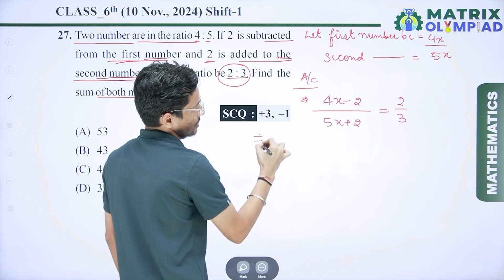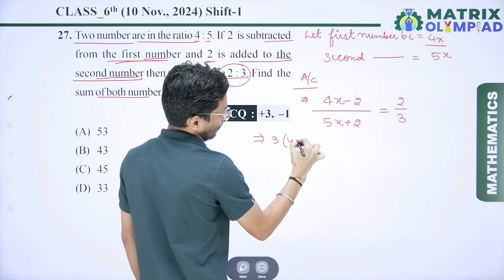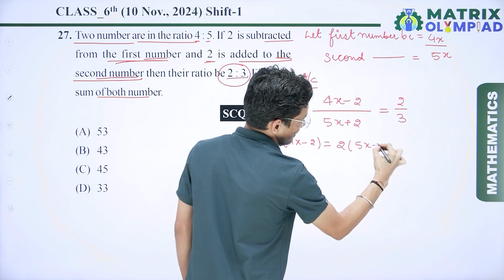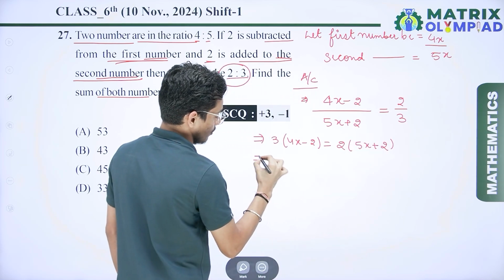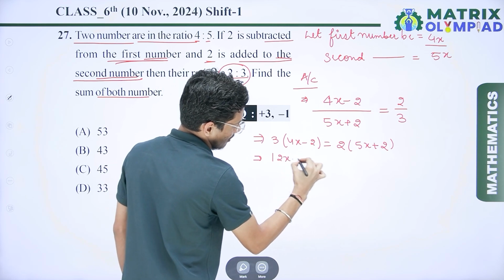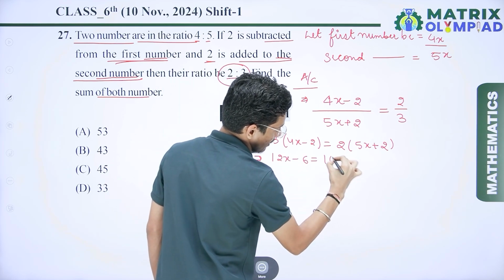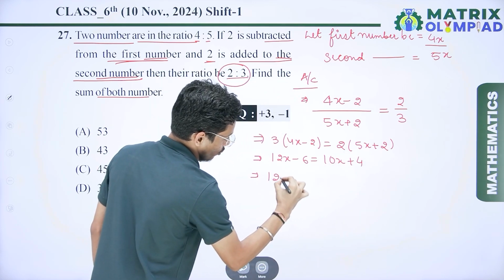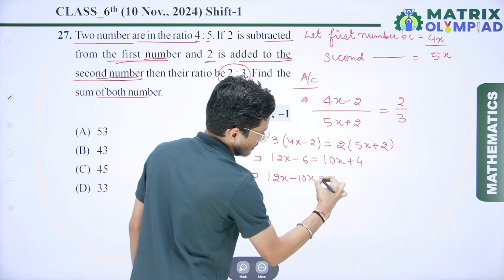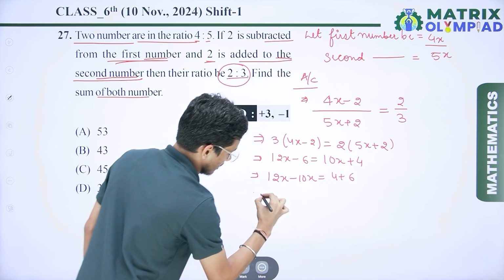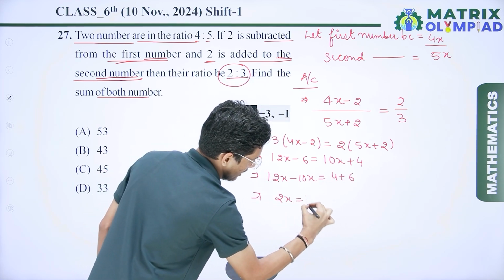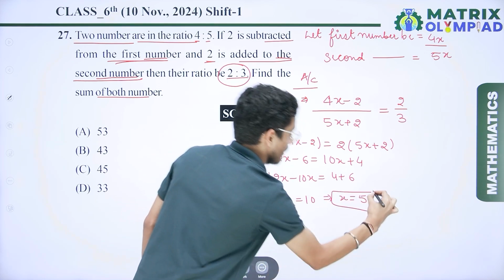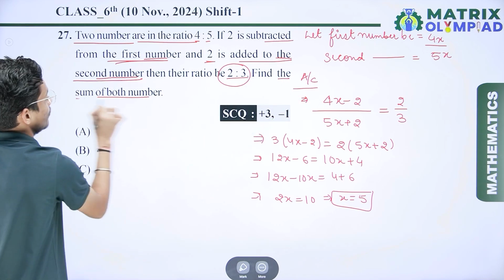So using cross multiplication, I can say that 3 multiplied by (4x minus 2) is equal to 2 multiplied by (5x plus 2). So simply, 3 times 4x is 12x, minus 6, is equal to 2 times 5x is 10x, plus 4. So if I subtract here, 12x minus 10x, 2x is equal to 4 plus 6. It means 2x is equal to 10 and the value of x is equal to 5.